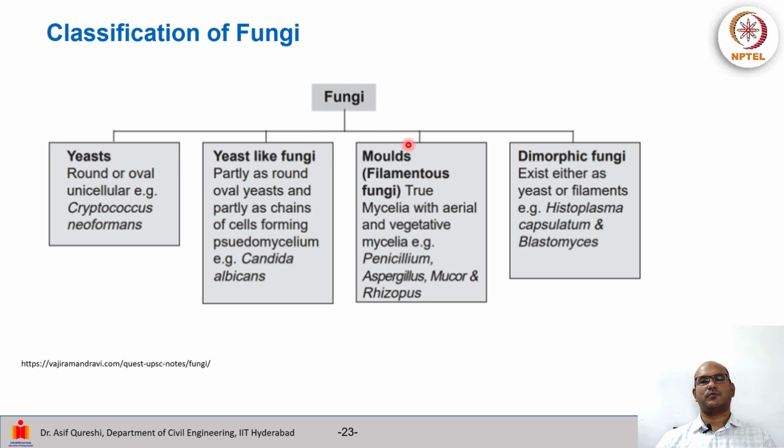Fungi can also be these kind of molds which are filamentous fungi. These are true mycelia with aerial and vegetative mycelia, examples being Penicillium, Aspergillus, Mucor and Rhizopus. Then we may have dimorphic fungi which may exist as yeast or filaments, examples Histoplasma capsulatum and Blastomyces.